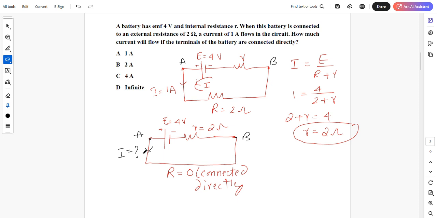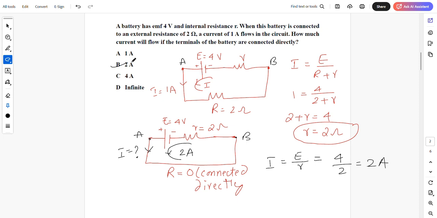How much current? I is equal to E divided by small r, because R is 0 here. E is 4, divided by r which is 2. 2 amperes of current will flow. I is equal to 2 amperes is the right answer.